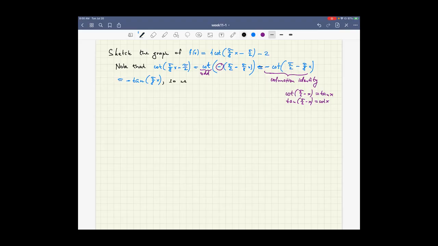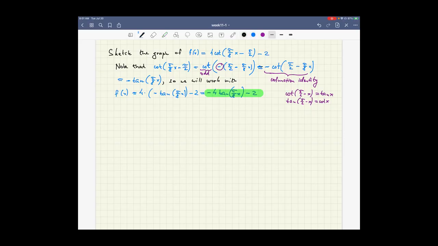because we will work with our function f in the form 4 times negative tangent of pi over 8 x minus 2, which of course is the same as -4 tangent of pi over 8 x minus 2. That is the graph we work with. That is the function we work with.